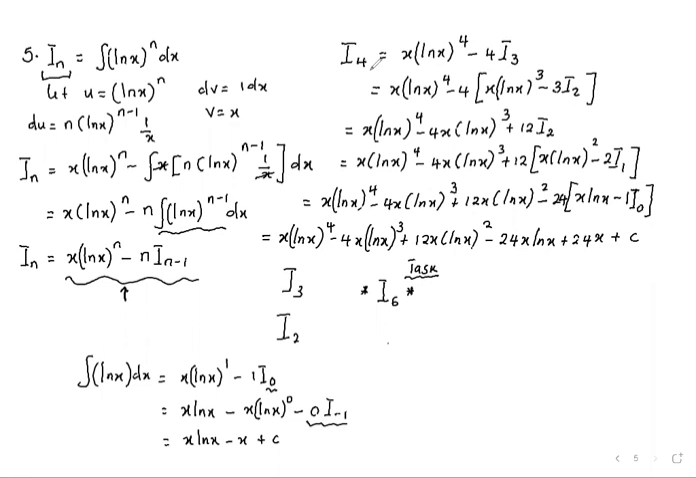Well, this was I4. So I4 had 1, 2, 3, 4, 5 pieces. I think I6 will have 7 pieces. 1, 2, 3, 4, 5, 6, 7 pieces.